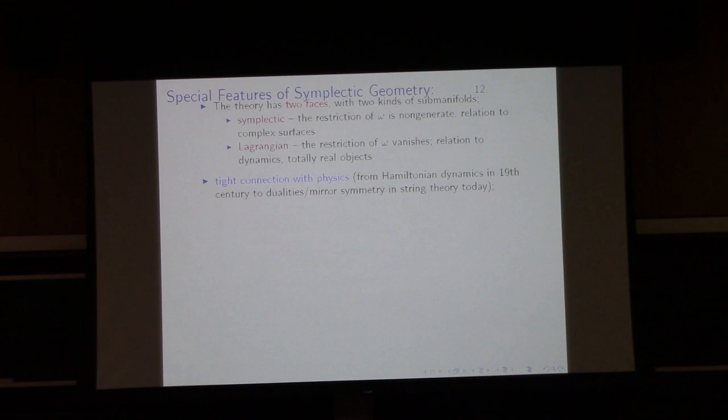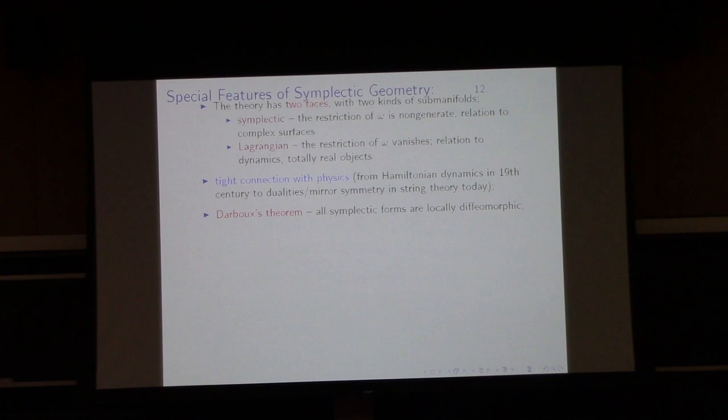Then I should have mentioned Darboux's theorem before, but this is an absolutely basic theorem, telling you that any two symplectic forms on the same manifold are locally the same. So if you have any manifold, near any point there are always coordinates so that it looks isomorphic to the standard symplectic form on Euclidean space. That is the local structure, and it's very different from Riemannian geometry. No curvature.